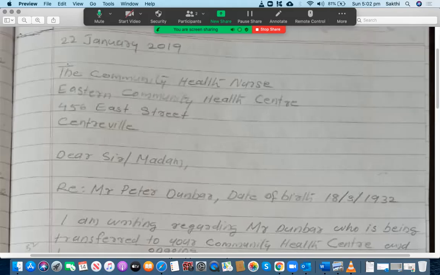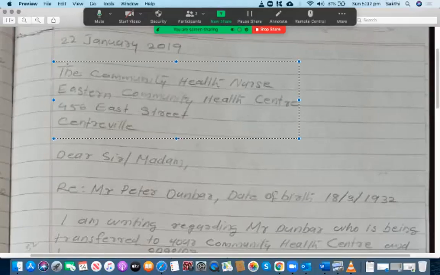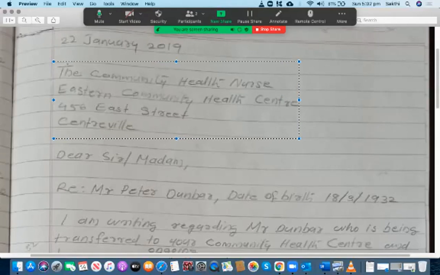I would like to assess your letter. Let us go through the letter first. You have written down the date on the top, that's good. And then you have written on the addressee's contact details. So the community health nurse, that's fine. Eastern Community Health Center, 456 East Street, Centerville. That's good. I'm happy with that.